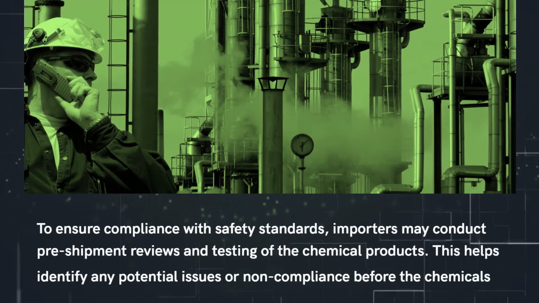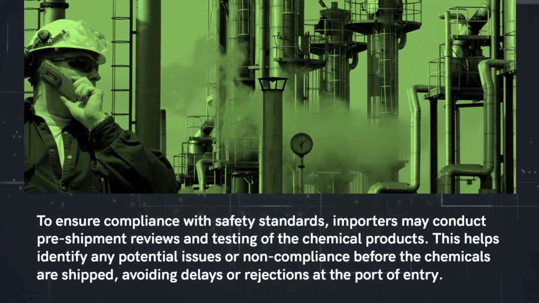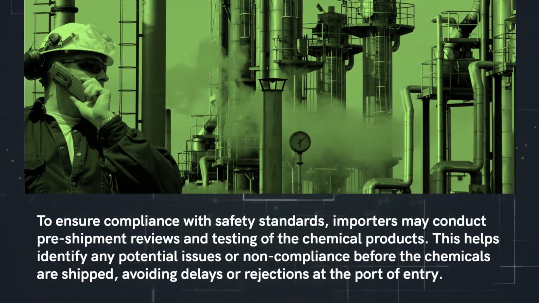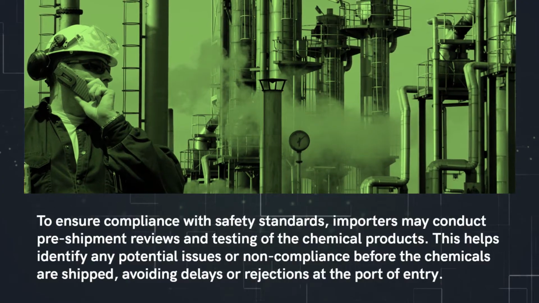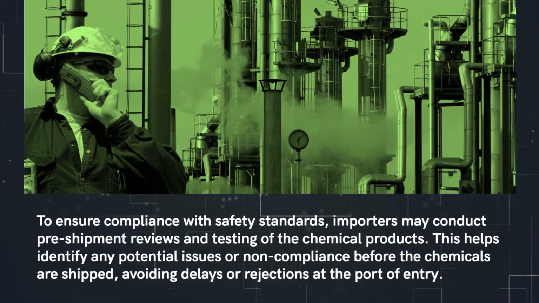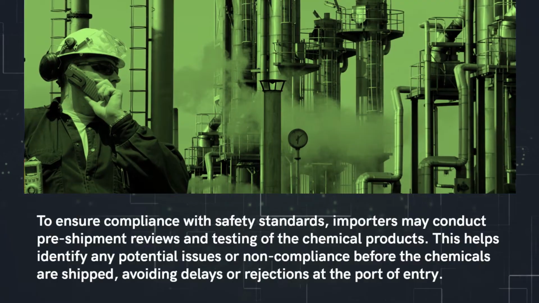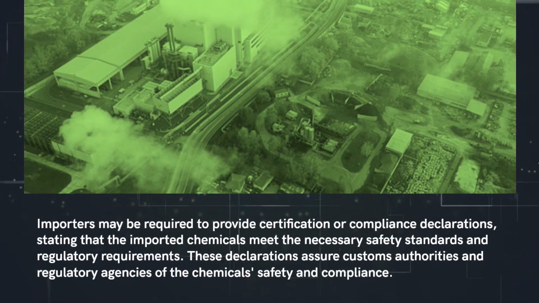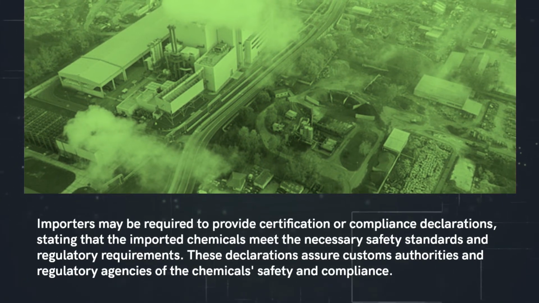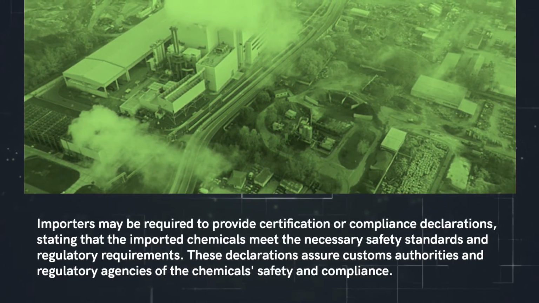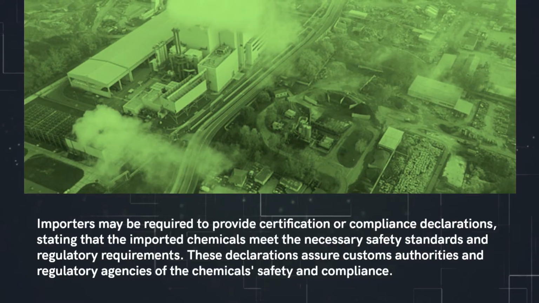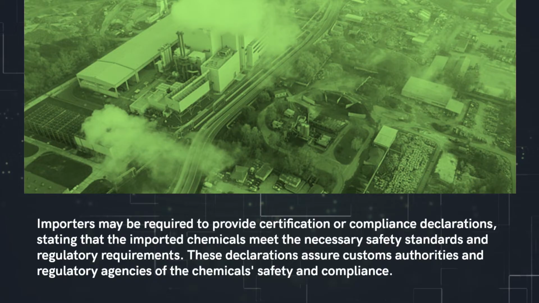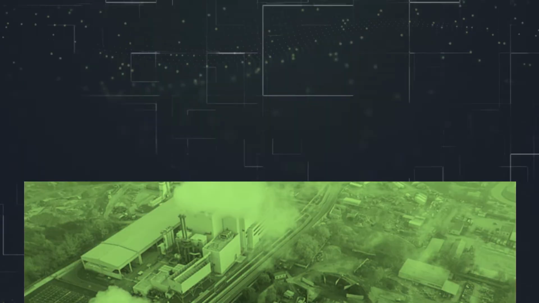To ensure compliance with safety standards, importers may conduct pre-shipment reviews and testing of the chemical products. This helps identify any potential issues or non-compliance before the chemicals are shipped, avoiding delays or rejections at the port of entry. Importers may be required to provide certification or compliance declarations, stating that the imported chemicals meet the necessary safety standards and regulatory requirements. These declarations assure customs authorities and regulatory agencies of the chemicals' safety and compliance.